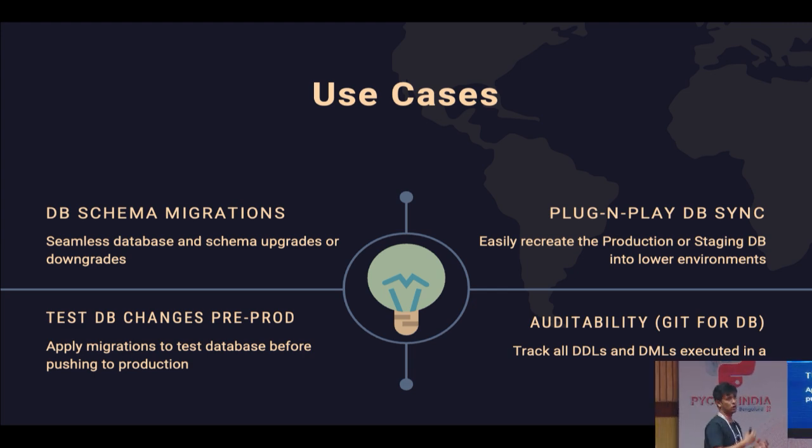Test database changes pre-prod. You need to apply your changes on the pre-prod or the staging before your changes move into prod. So you can use Alembic to basically apply the migrations and upgrade your test or pre-prod, whatever you call it. And lastly, auditability, which I like to call Git for databases. Just how in Git you can maintain the entire life cycle of your code, including whatever changes went through it, you can track the life cycle of your database changes, including all DDLs and DMLs in the database via Alembic.